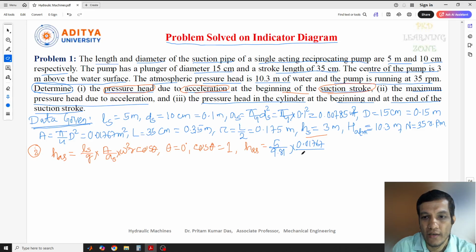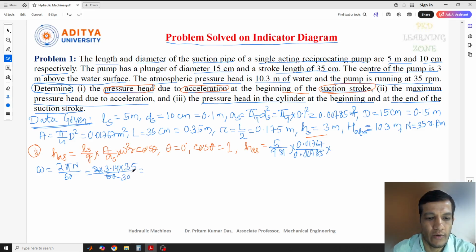0.01767 divided by this area 0.00785 and into this omega square. Okay, omega needs to be calculated. So omega is the angular velocity. Omega equals 2 pi n by 60, which is 2 into 3.14 into n, where n equals 35, given. The speed is given, and this is 60. If you calculate, you will get a value of some 4 to 5 point something.